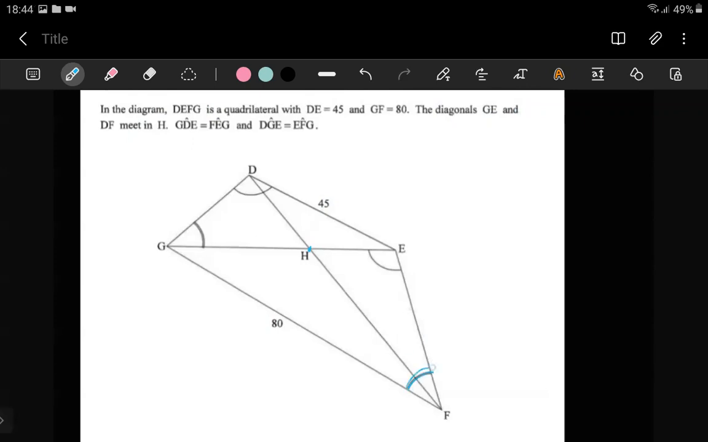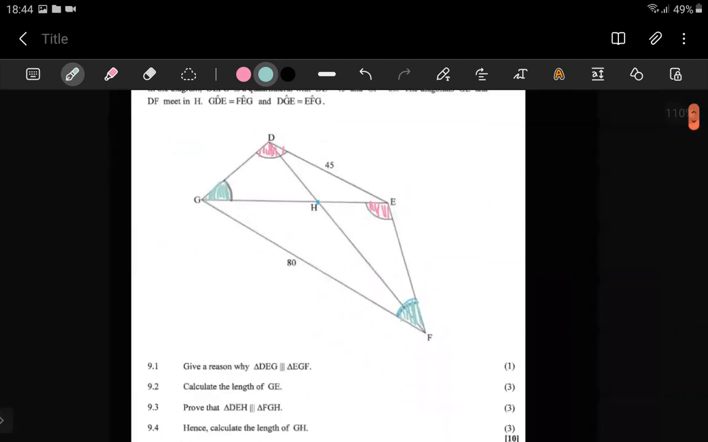This angle here, they said, GDE is equal to FEG. So let's put those in pink. This is equal to that, okay. And then in blue, they said DGE, which is this angle here, is equal to EFG up there. So this is like over there. Perfect. Now, with this being said, let's see what these questions are.